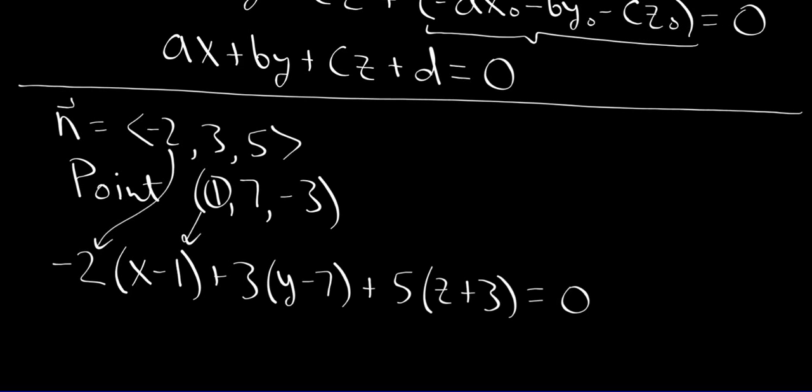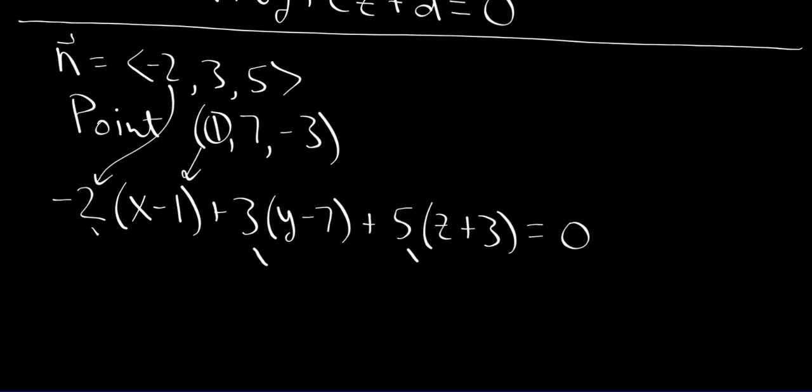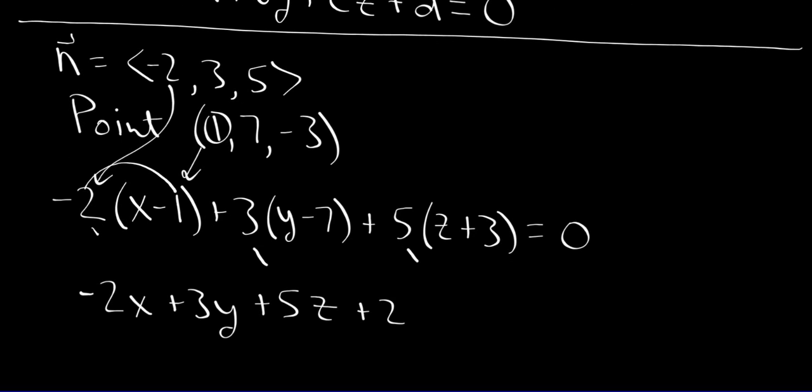So we can quickly identify the point. The point is 1, 7, and negative 3, and the vector is negative 2, 3, and 5. Those are the components of the vector. Now let's go ahead and finish this off. We've got negative 2x plus 3y plus 5z. Now let's get the rest of it: plus 2, minus 21, plus 15. Okay, and there's what we have so far.